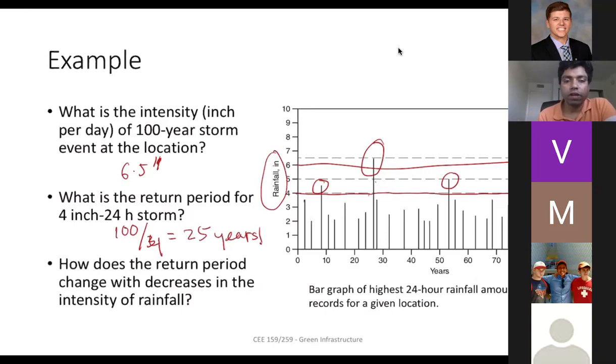Then if I ask you, how does return period change with decreases in rainfall intensity? It is written a little bit weirdly. What I'm saying is, if I ask you what is the return period of a smaller rainfall intensity, is it going to be smaller or larger? The answer is smaller. If you have 1-inch rainfall, there is more probability of having a 1-inch rainfall within a certain time than a 10-inch rainfall, because heavy rainfall doesn't occur very easily. It's not common.